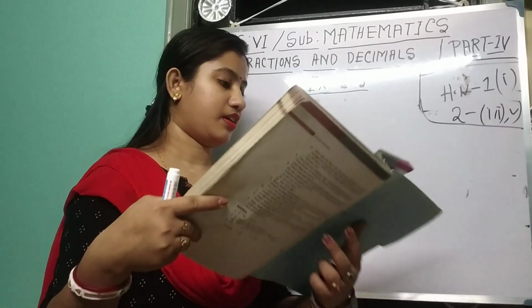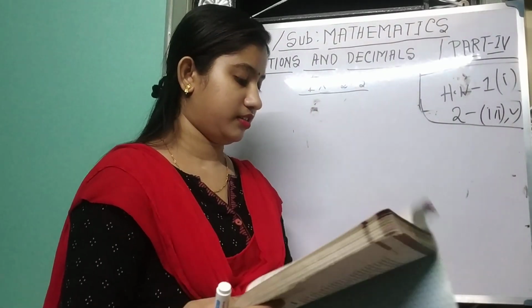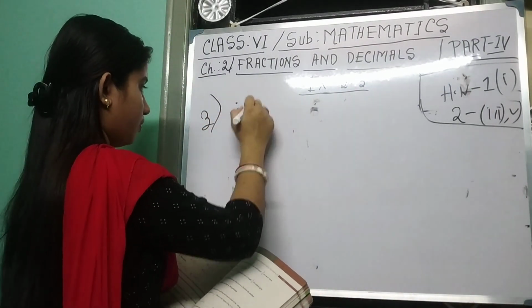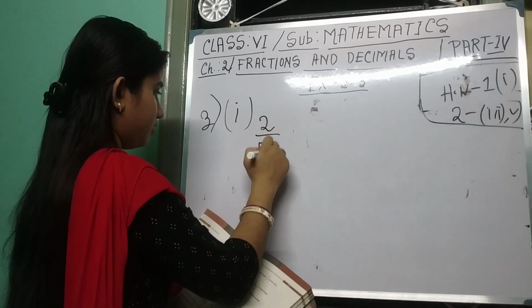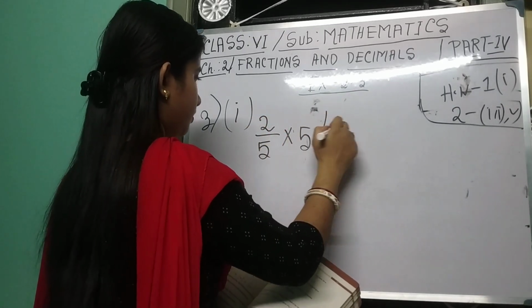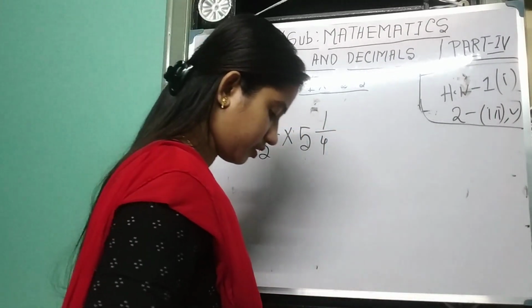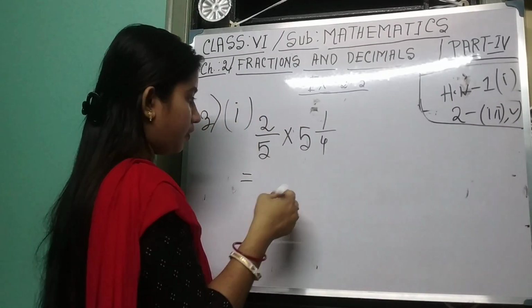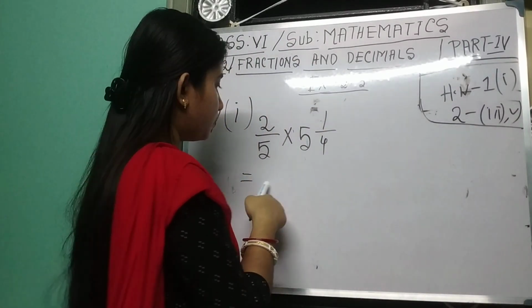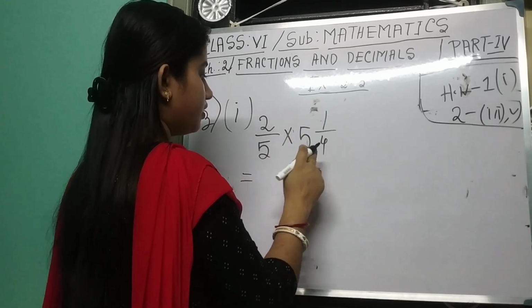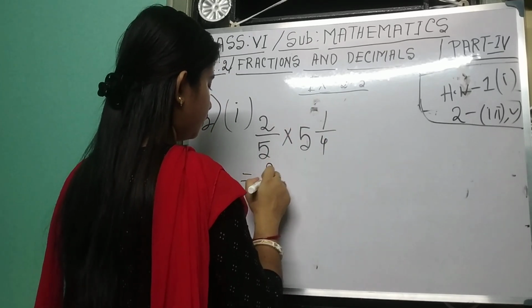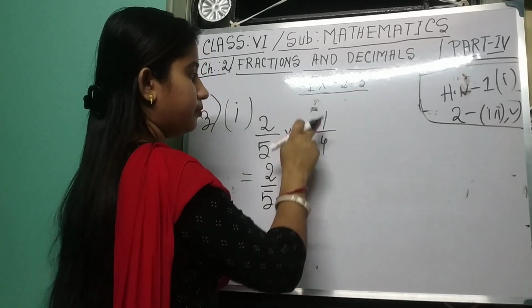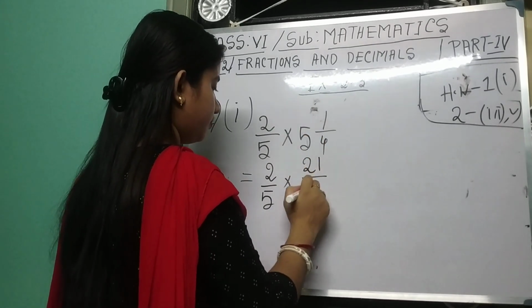Next, number 3: multiply the following fractions. First, 2/5 times 5 of 1/4. We calculate this the same as number 2. First we simplify 5 of 1/4: 5 times 4 is 20, 20 plus 1 is 21, over 4.